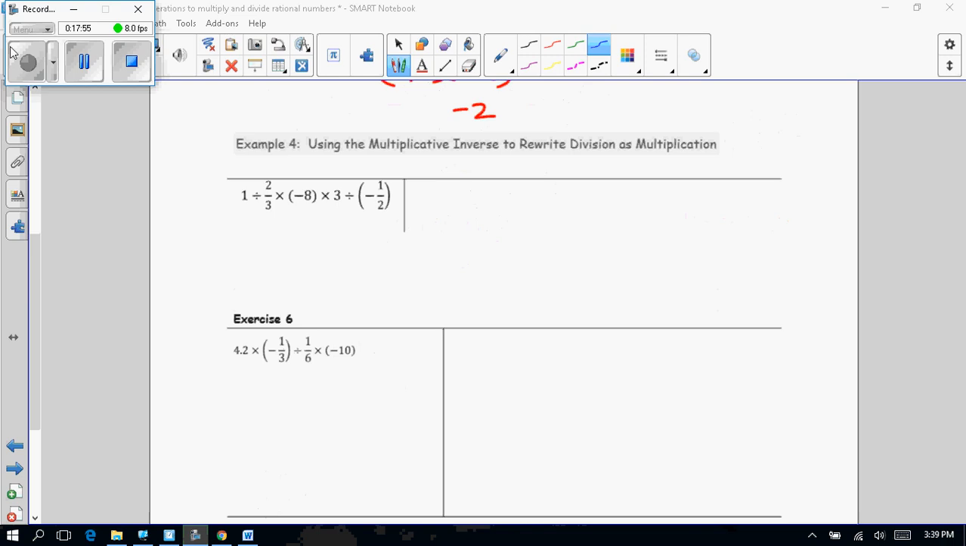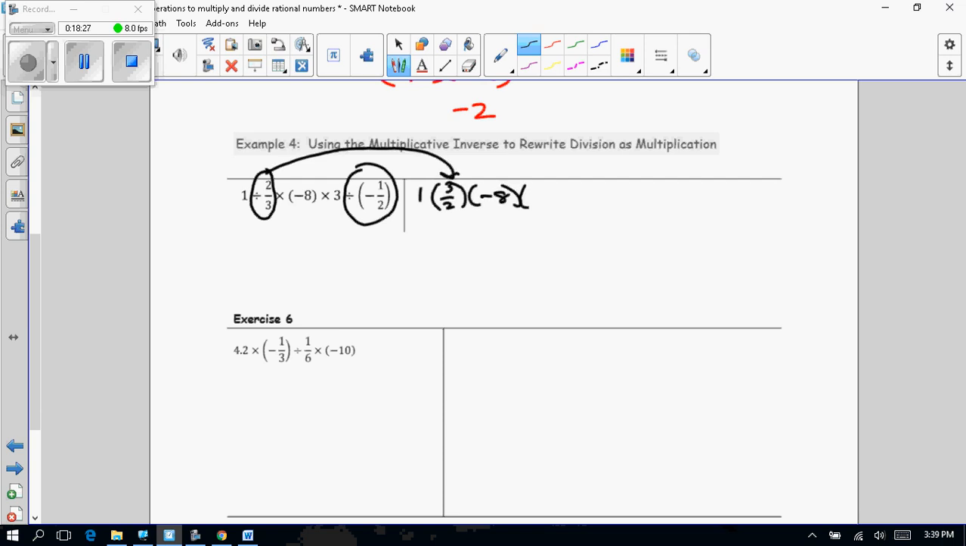Well, let's try this one here. So I have 1 divided by 2/3 times negative 8 times 3 divided by negative 1/2. I'm going to start by dealing with those division problems, because when I divide a fraction, I actually multiply by the reciprocal. Remember that from the last book. So I've got 1, and now I'm going to multiply by 3/2, because it's the reciprocal. And then multiply by negative 8, then times 3, and then again multiply by the reciprocal. Get all the way over here, and I have negative 2, or negative 2/1.